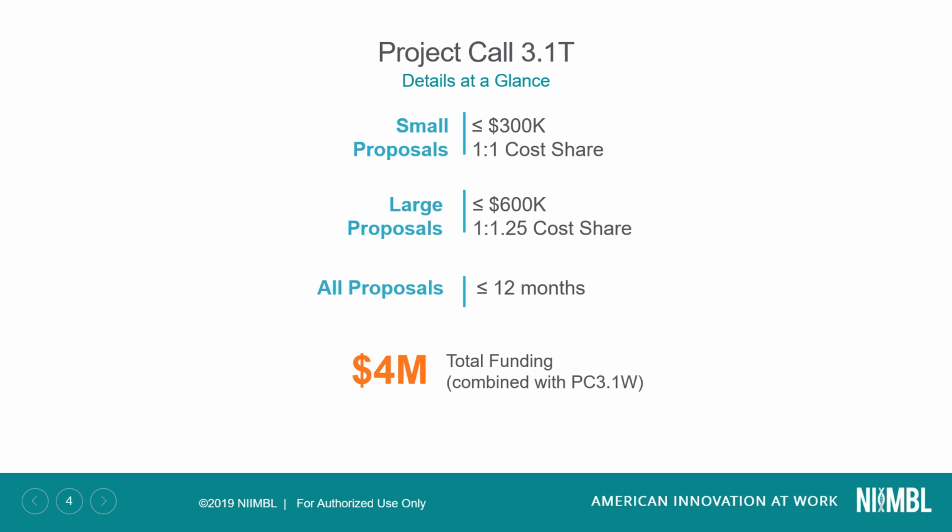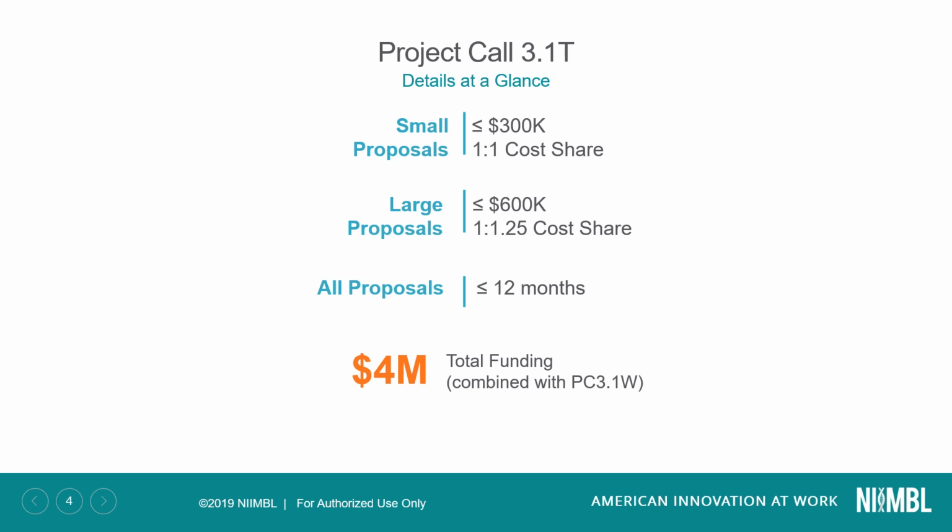So at a high level, PC 3.1T can be broken out as follows. There are two categories for the proposals. You're either in a small proposal category, which is defined based on the amount of funds asked for from NIMBL. If you are less than or equal to $300,000 in the ask from NIMBL, you're in the small proposal category, and that requires a 1-to-1 cost share. Large proposals are in the category of less than or equal to $600,000 as the ask from NIMBL, and then it's a 1 to 1.25 cost share, where the 1 is from NIMBL and the 1.25 is from the team. All proposals, independent of small or large, need to have a duration of less than or equal to 12 months.